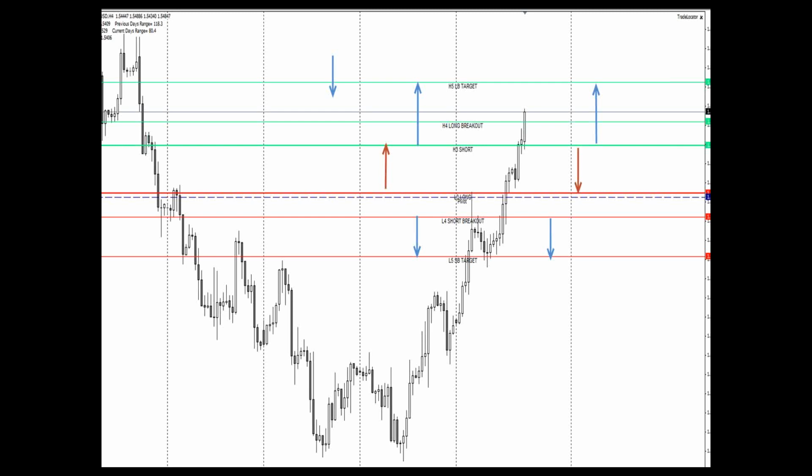And from time to time, I like to spot some confluence between my levels and those indicators. So it's very simple. Below H3, we short it. Above L3, we long it. If the price closes above H4, we go for a long breakout. If it closes just above H3, we can try to place a swing long, and if it closes below L3 or L4, we can try to place a swing short.